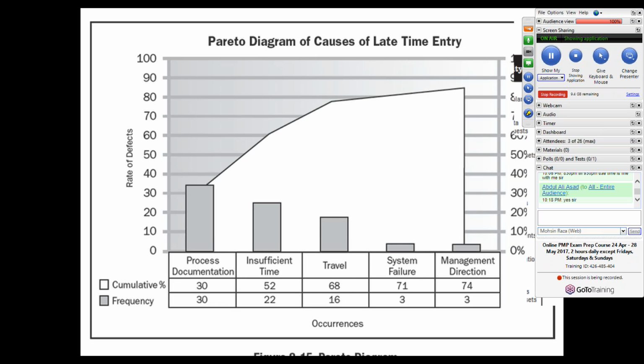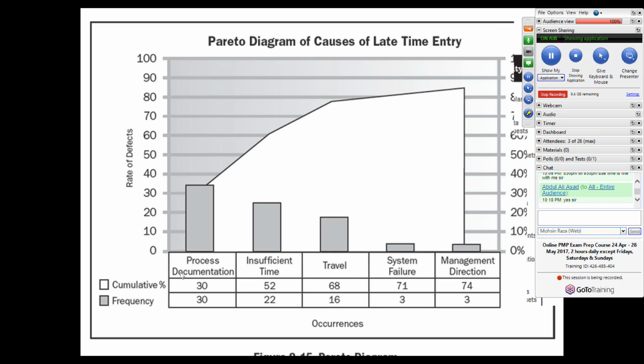Then address the next problem, insufficient time. And if we reduce those 22 also, then we are just down to 22. 44, we subtracted 22. So we get 22 columns. So we can have quick success, number one, and we can focus on the most important priority. This is what the Pareto diagram says.